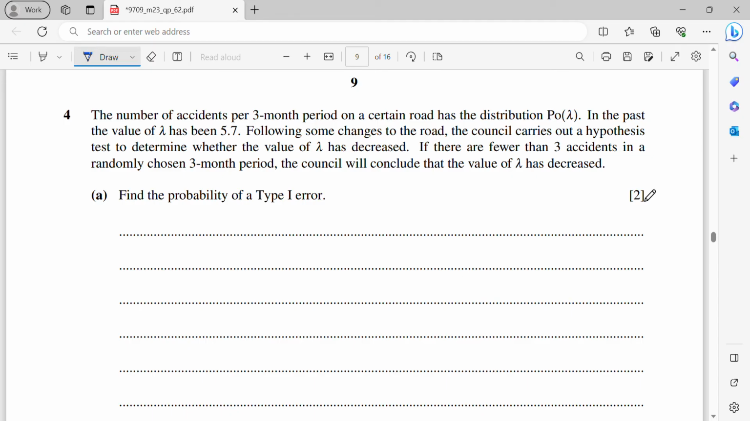Okay, now number 4. The number of accidents per 3-month period on a certain route has distribution Po(lambda). Po is actually the Poisson. In the past, the value of lambda has been 5.7. Following some changes to the route, the council carries out a hypothesis test to determine whether the value has decreased. Okay, if there are fewer than 3 accidents in the randomly chosen 3-month period, the council will conclude that the value of lambda has decreased.